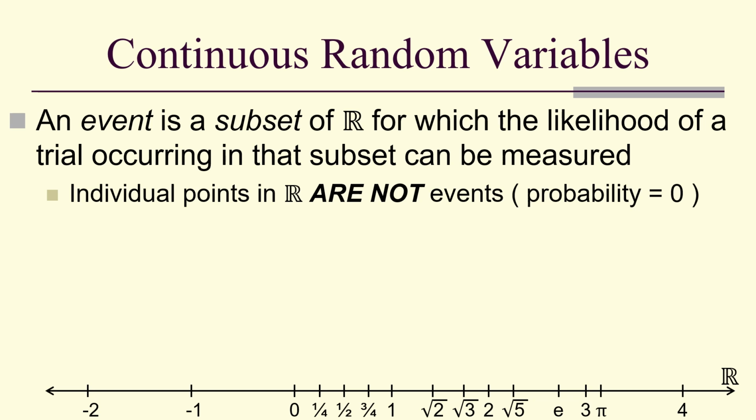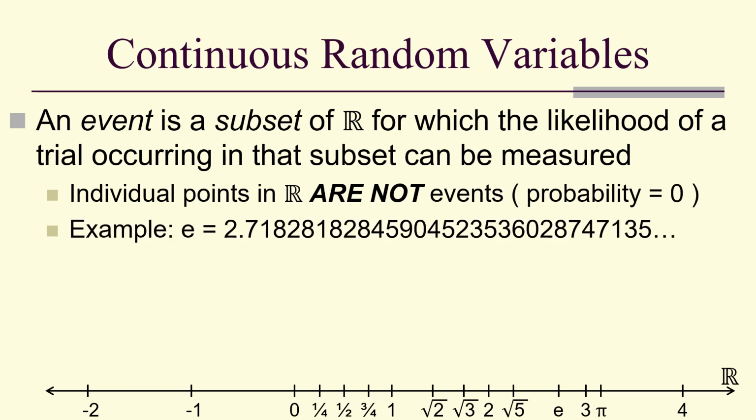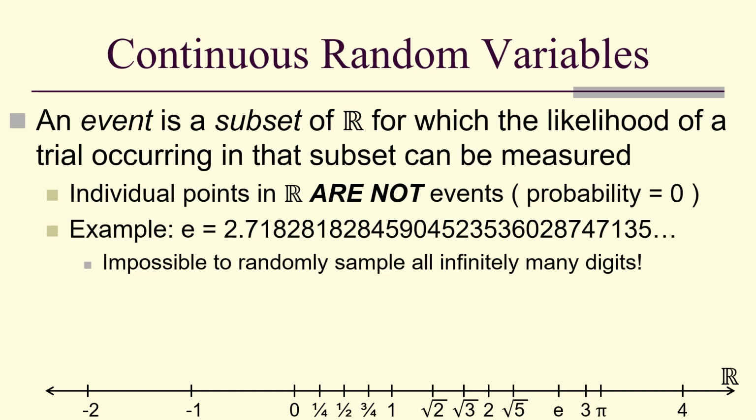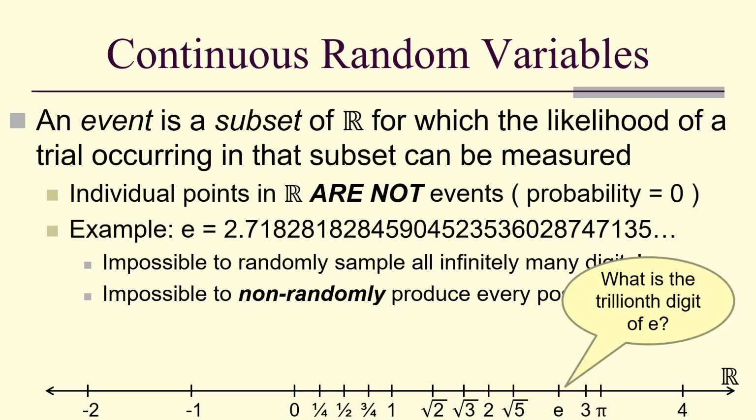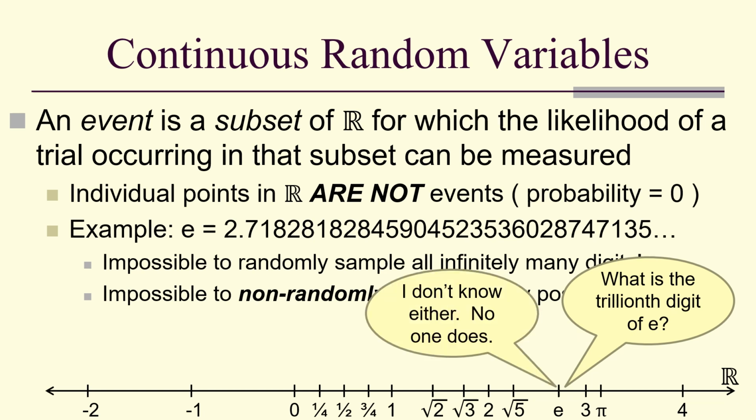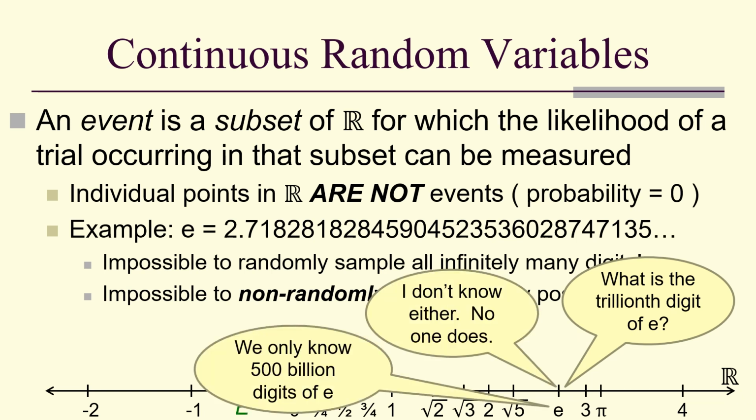Their probability is 0. For example, this is the number e, 2.71828182845 and so on. It's impossible to randomly sample all infinitely many digits. It's impossible to non-randomly produce every possible digit. Do you know what the trillionth digit of e is? No, I don't either. Nobody does. We only know about 500 billion digits of e.